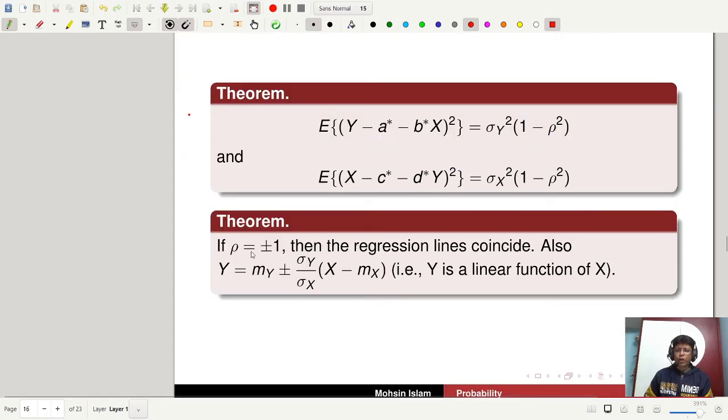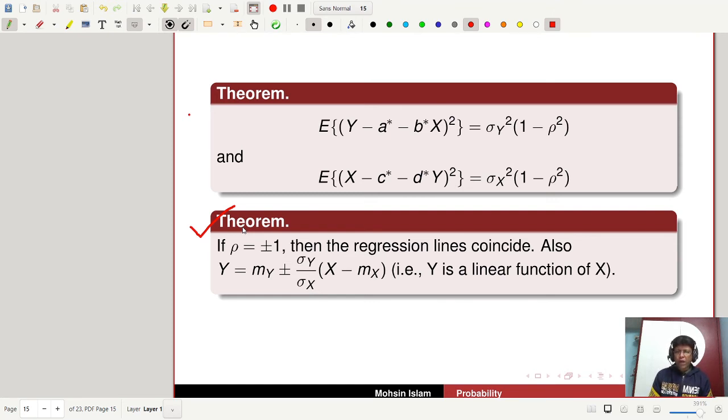And another theorem, which I will demonstrate graphically. If rho equals plus or minus 1, that is, the correlation coefficient is plus 1 or minus 1, then the regression lines coincide.